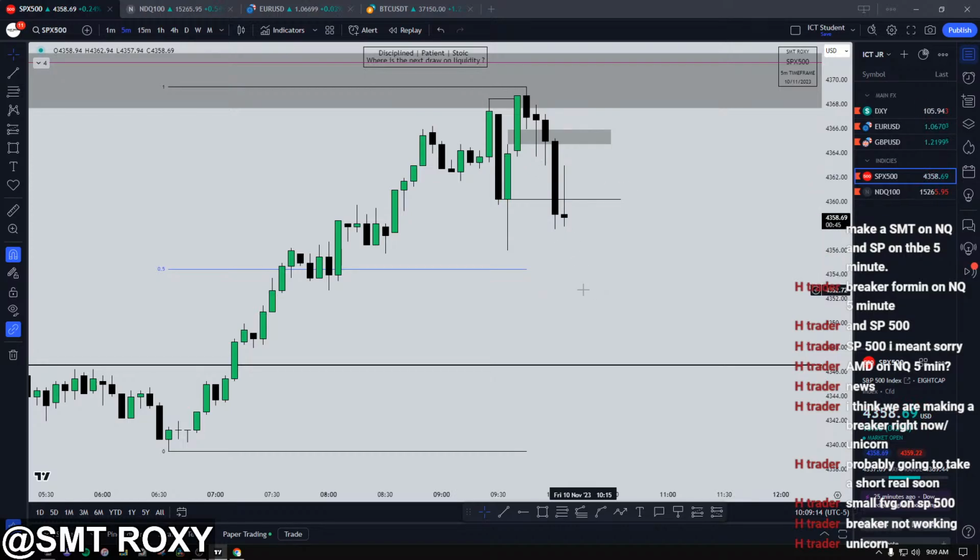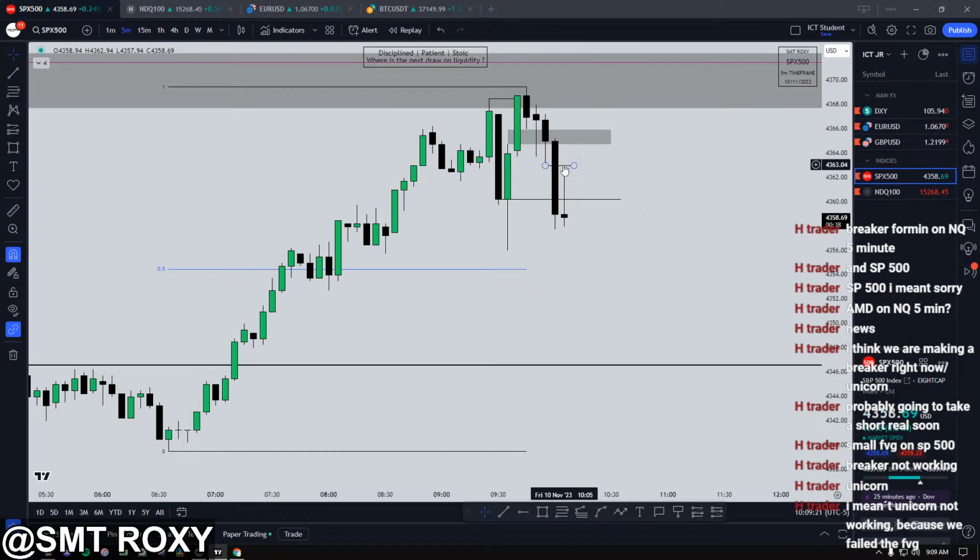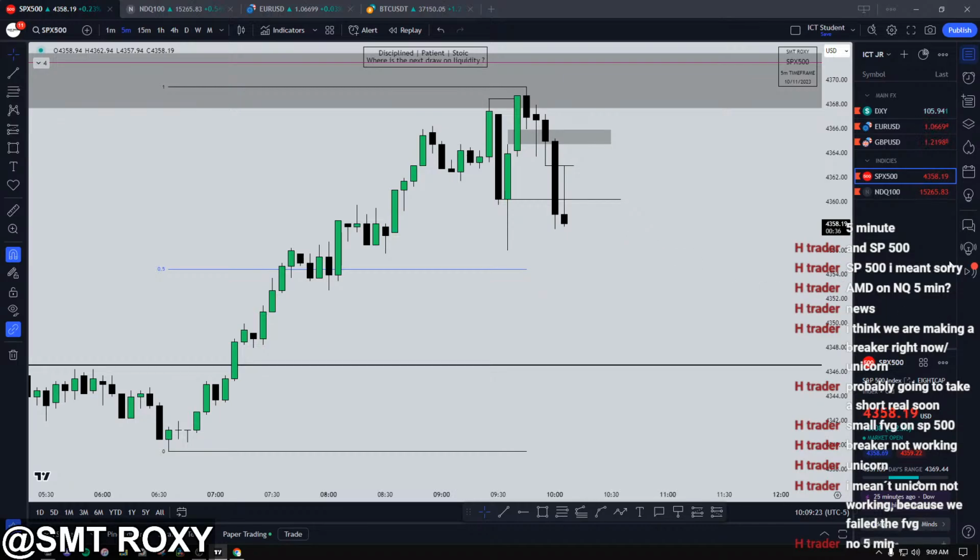I think that's what you're talking about, yeah. This is not really... I mean, it didn't really create a fair value gap, but it had the immediate rebalance. That's kind of what it did. It kind of tapped up into it, and then it dropped. You can see that, right? It was like an immediate rebalance.